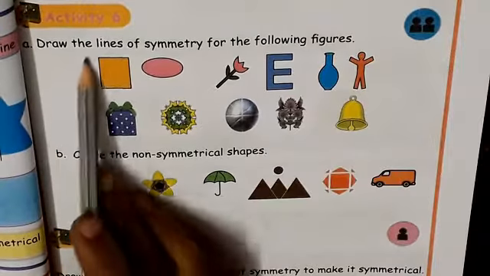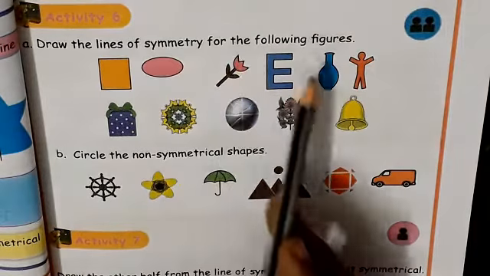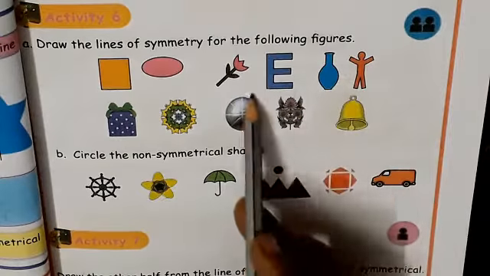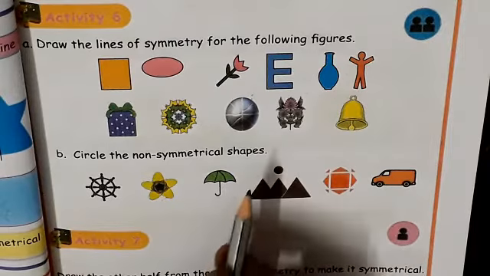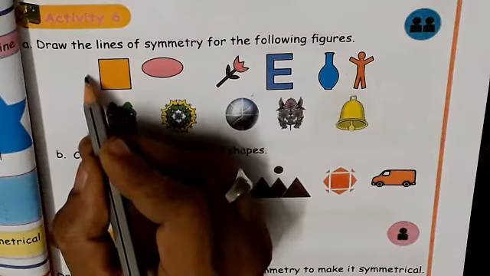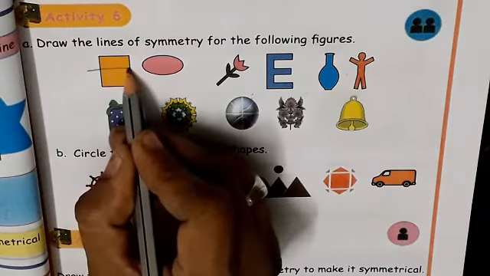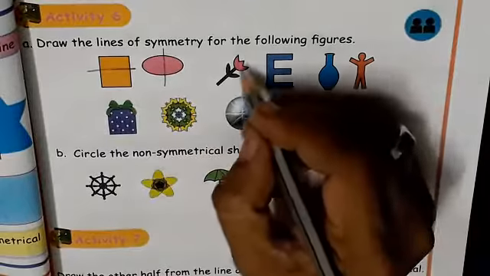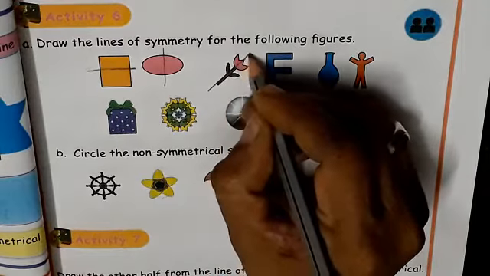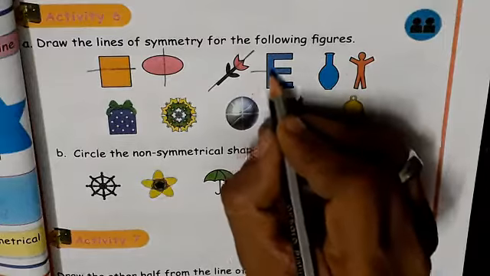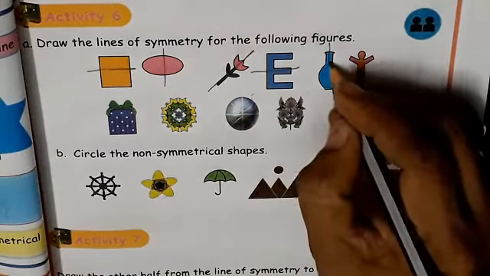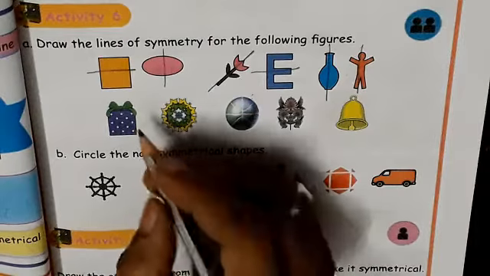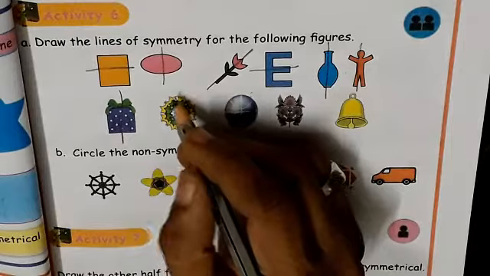See the next one. Draw the lines of symmetry for the following figures. Listen children, here they have given the figures. You have to draw the lines of two equal parts. See, like this you have to divide. You have to divide into two equal parts. See the next one. Like this you have to divide it.